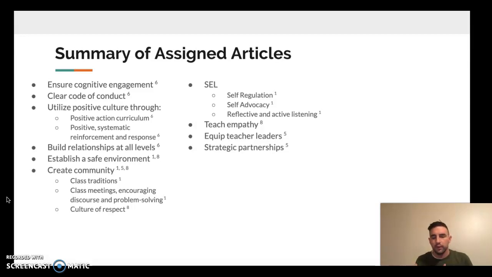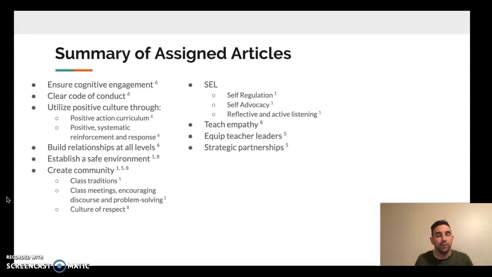Putting that in place obviously builds relationships with the students, but learning alongside your teachers will also help build a relationship there and practice what you preach. Once you have that relationship, then we have this safe environment where students feel comfortable coming forward and talking about the bullying that they are either experiencing or witnessing.